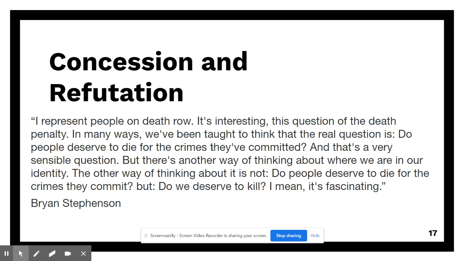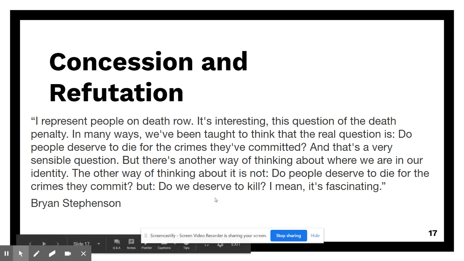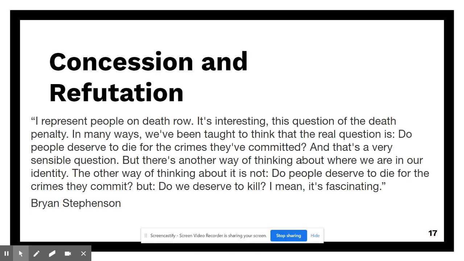This first example is from Bryan Stevenson's TED Talk, and I want to draw your attention to this passage and a couple of sentences within it. He says, I represent people on death row. It's interesting, this question of the death penalty. In many ways, we've been taught to think that the real question is, do people deserve to die for the crimes they've committed? And that's a very sensible question. But there's another way of thinking about where we are in our identity. The other way of thinking about it is not, do people deserve to die for the crimes they commit, but do we deserve to kill?